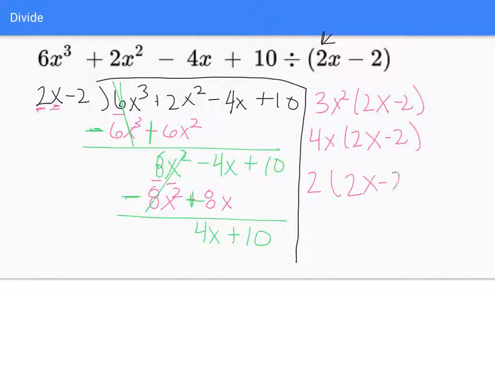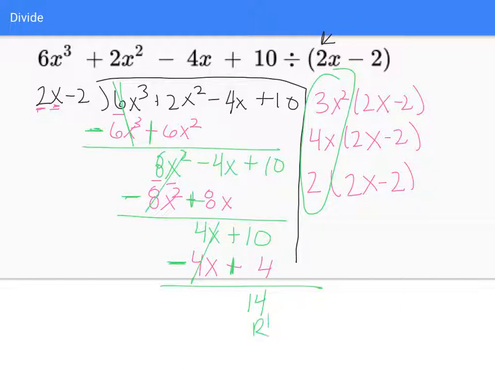So 2x minus 2. So 4x minus 4. Switch your sign. These two cancel. This becomes 14. My final answer would be everything that I used to match. Plus, I will have a remainder here. My very final answer would be 3x squared plus 4x plus 2 plus 14 over 2x minus 2.